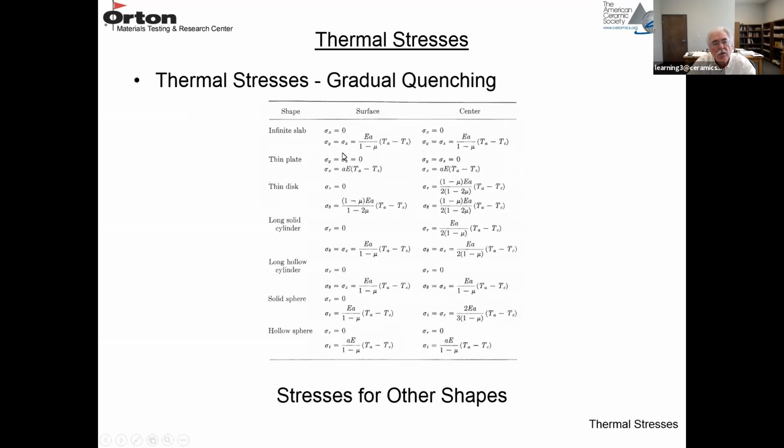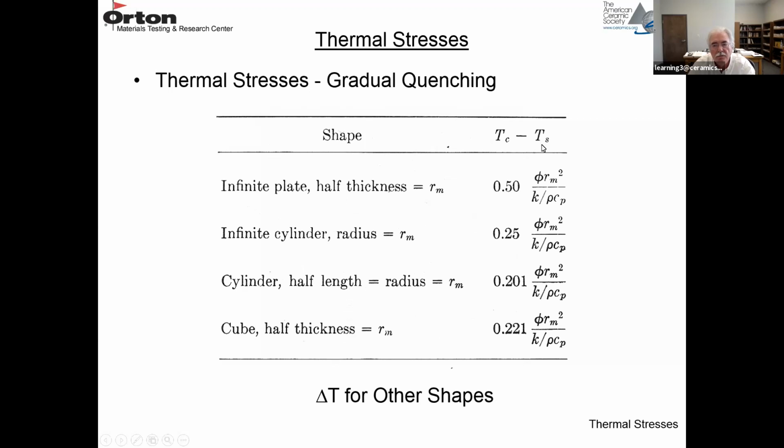So for gradual quenching, here are the equations for other shapes. We're talking about, in our example, an infinite slab or an infinite plate. And that was the equations for the surface and center stresses. But these are other shapes: a thin plate, a thin disc, a long solid cylinder, a long hollow cylinder, a solid sphere, and a hollow sphere. So the equations are developed for all different types of sample shapes or refractory shapes.